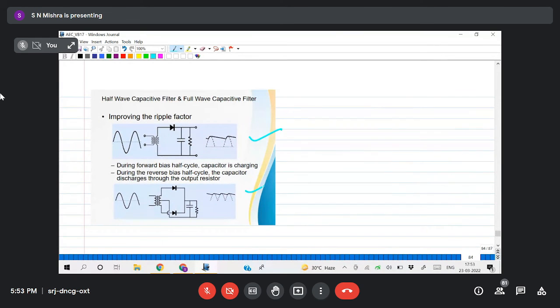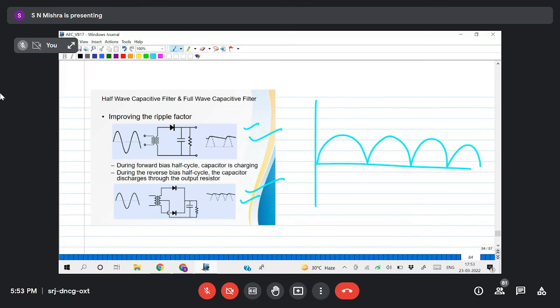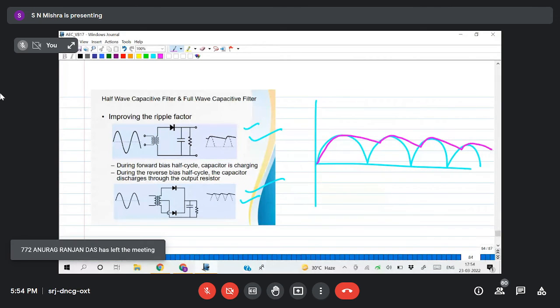So this is a detailed diagram. This is for the half-wave rectifier, this is for the full wave rectifier. Full wave rectifier means we'll get like this. If you detect the envelope, fully charged, then discharge, then fully charged, discharge, charge, discharge, like this. Now if I do more to that, then it will be like this, like this.